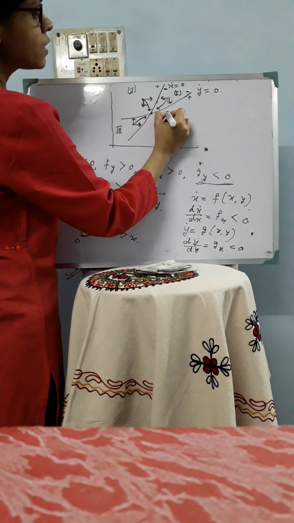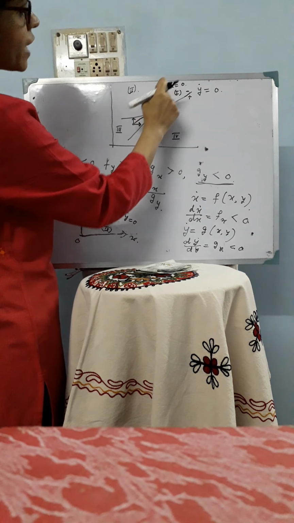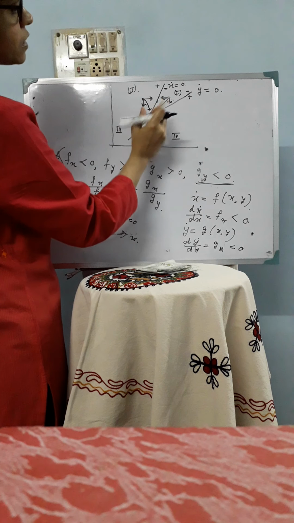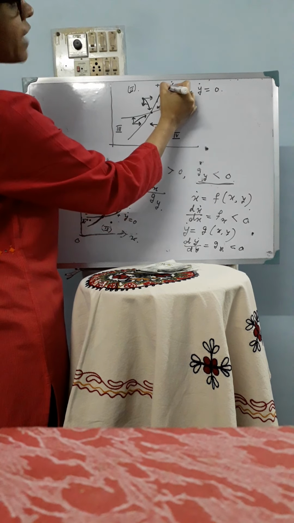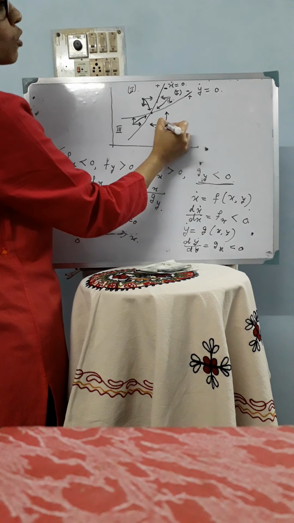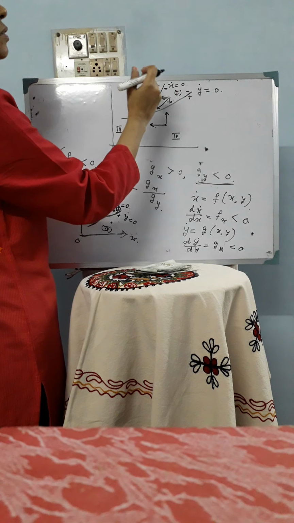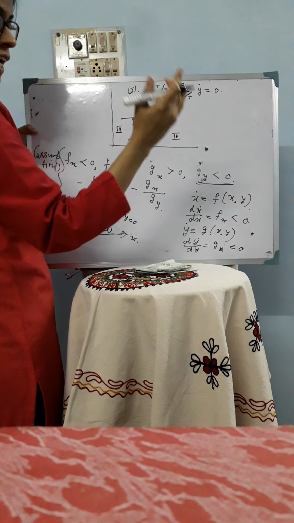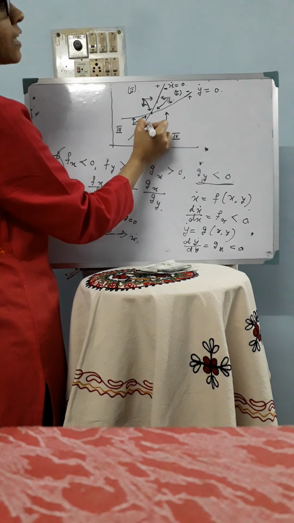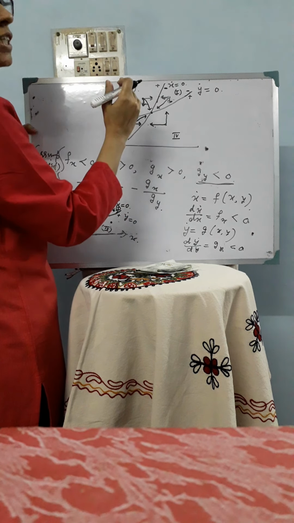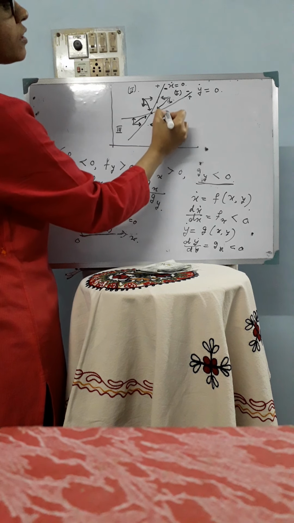In region 4, y should increase but x should decline, because in region 4, this point is to the right of the x dot is equal to 0 curve. So here the value of x dot is negative. So for x dot to become 0, the value should increase from negative to 0. So in that case, x should decline, because if x declines, then x dot will increase from minus to 0. So x should decline.